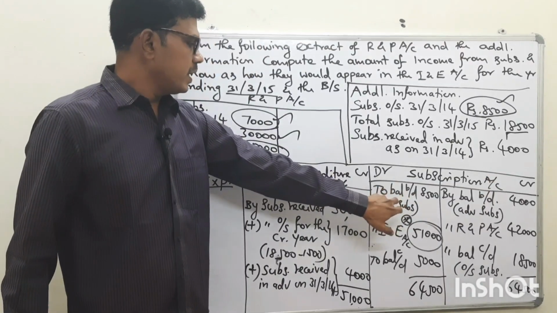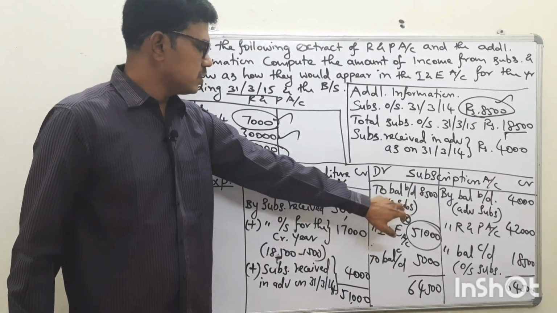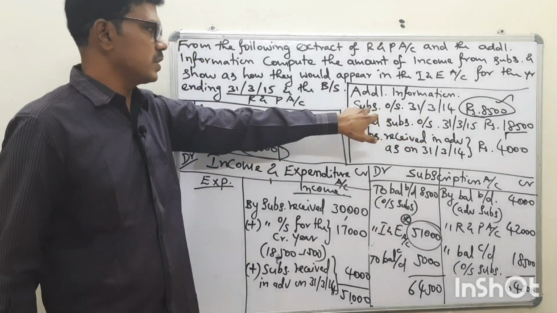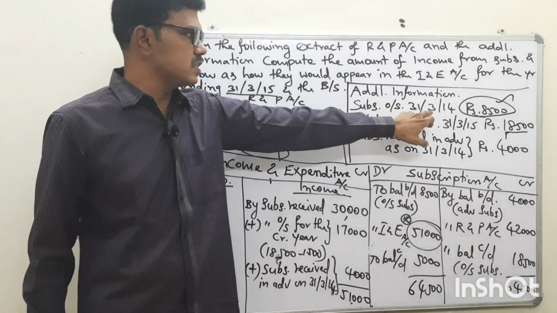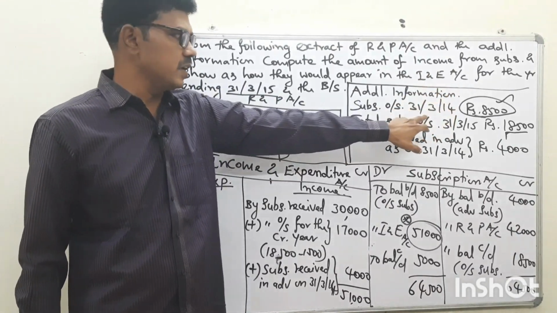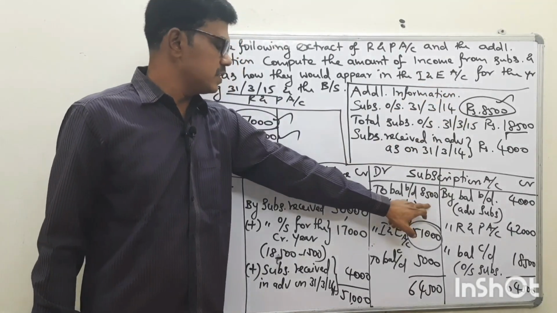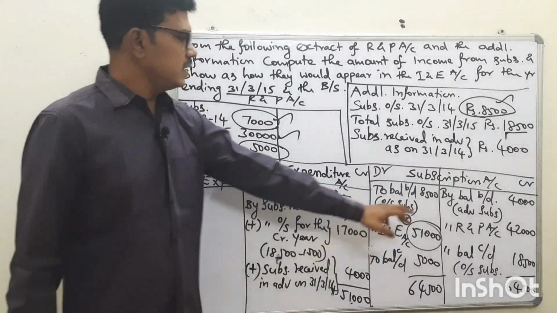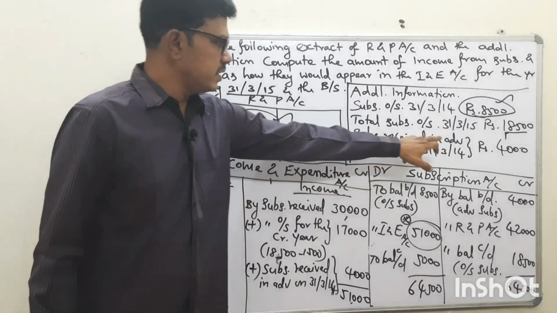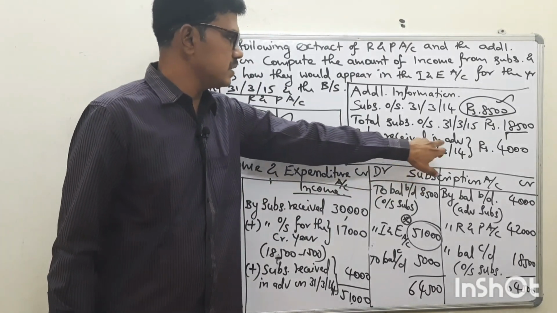We should write opening, to balance brought down, 8,500, outstanding subscription, right? Here they have given opening outstanding subscription on 31st 3 or 1/4/2014, right? Both remain same, right? 8,500 is the opening outstanding. Then advance subscription, opening advance subscription received in advance, right? Subscription received in advance.